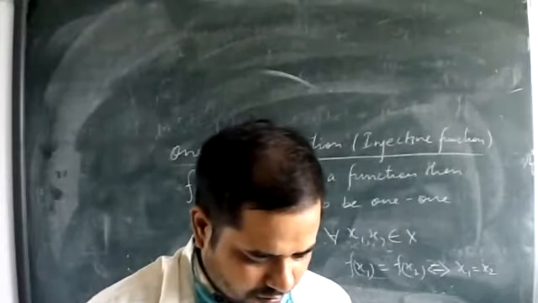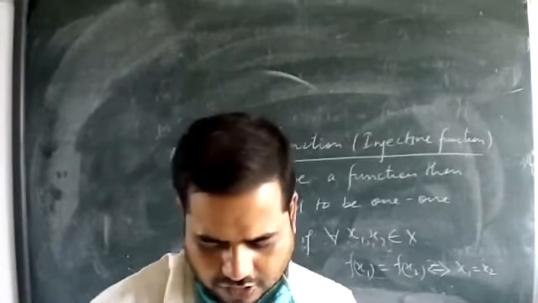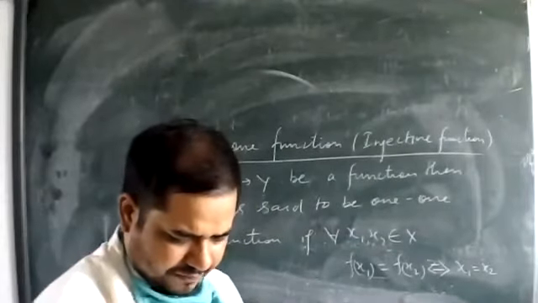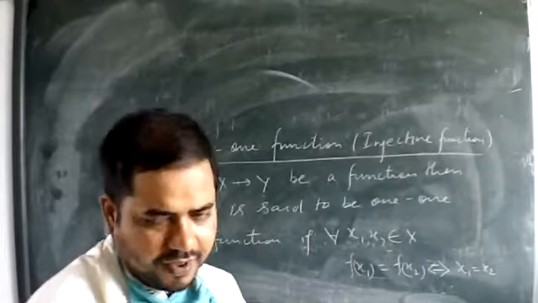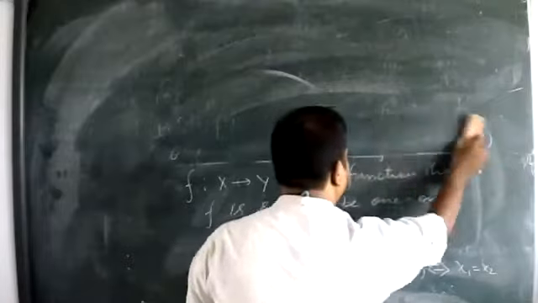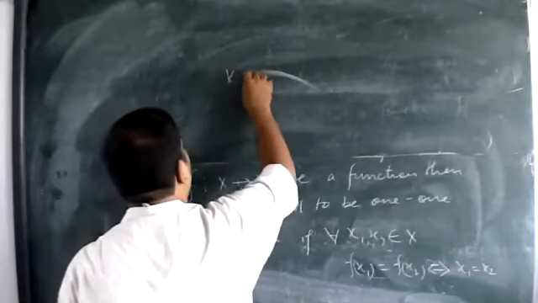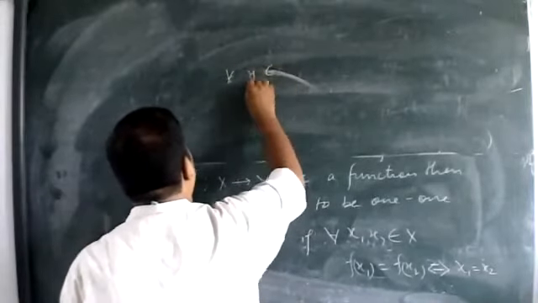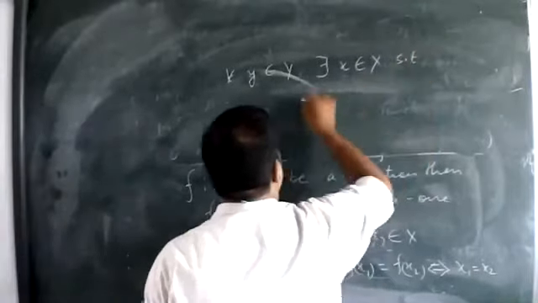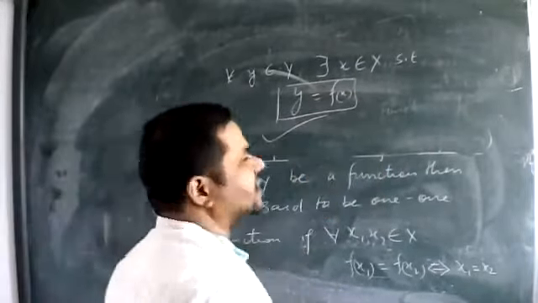Now, one-one function, then onto function. What is onto function? If f from A to B, or x to y, is a function, then it is said to be onto function if for each y belongs to y, there exists x belongs to x such that y is equal to fx. In this case, you can say yes, the function is onto.